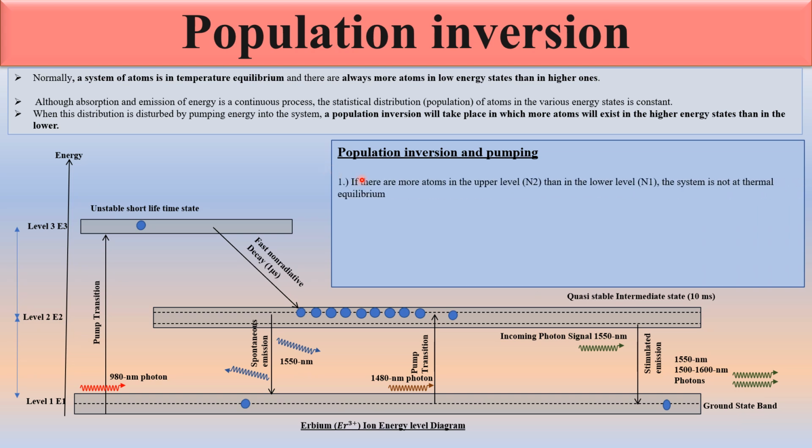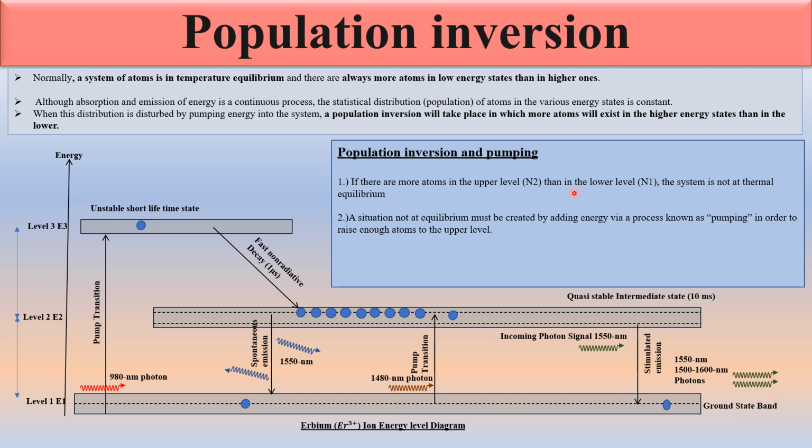Population inversion and pumping. If there are more atoms in the upper level N2 than the lower level N1, the system is not in thermal equilibrium. A situation of non-equilibrium must be created by adding energy by a process known as pumping. Obviously a system wants to be in the stable state, so the number of electrons would be in the ground state.